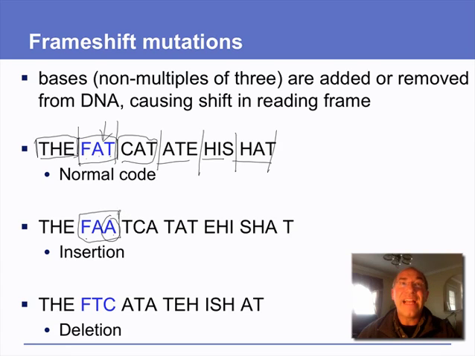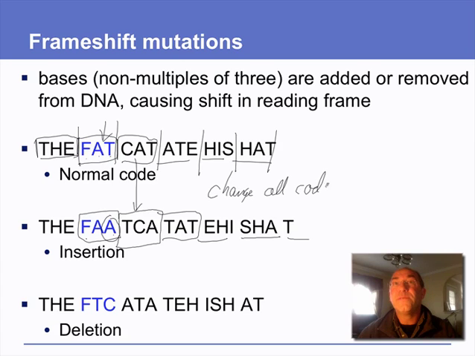But let's look at the third codon. This codon is now completely different. And the fourth codon is completely different, as is the fifth and the sixth, and so on. So a frame shift will change all codons downstream from the mutation.